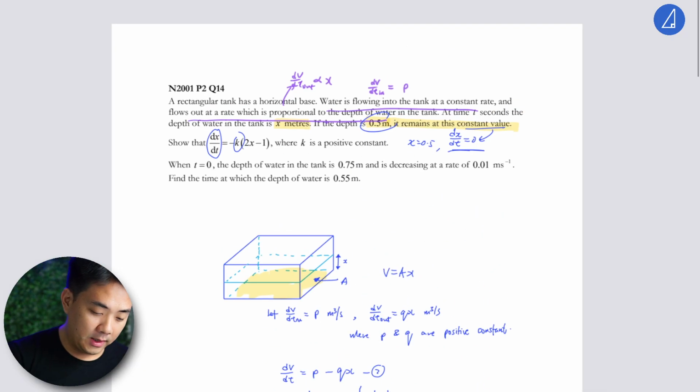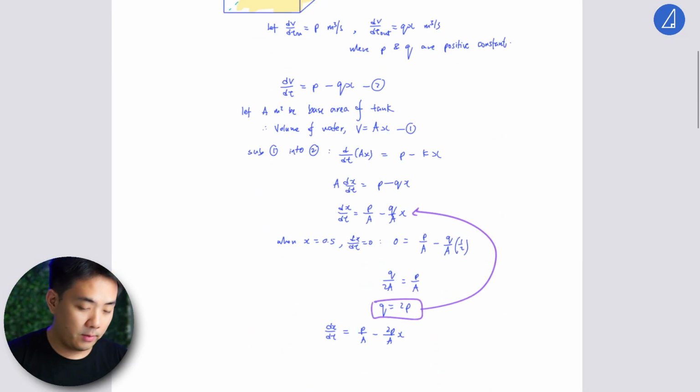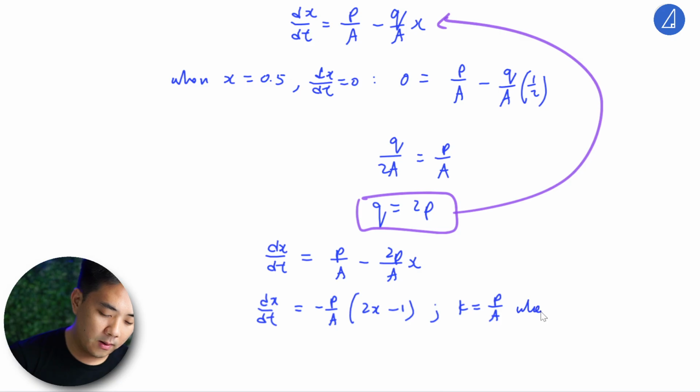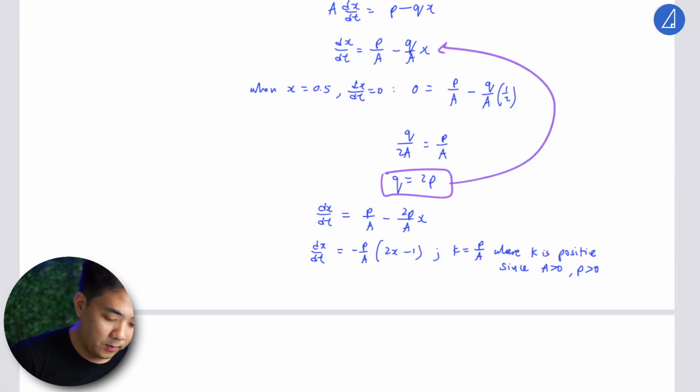Okay, from here, you can see that x is positive here, 2x. So I'm going to factorize the minus p over a out. Then this will be 2x minus 1 dt. Okay, so let k equal p over a, where k is a positive constant because p and a are both positive. Great, then this will be dx/dt equals minus k(2x minus 1).